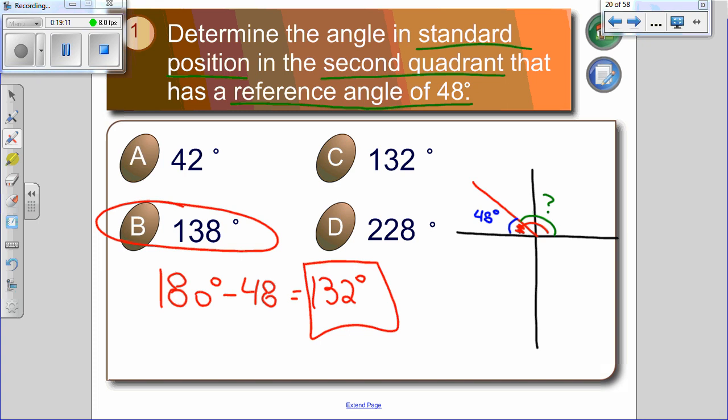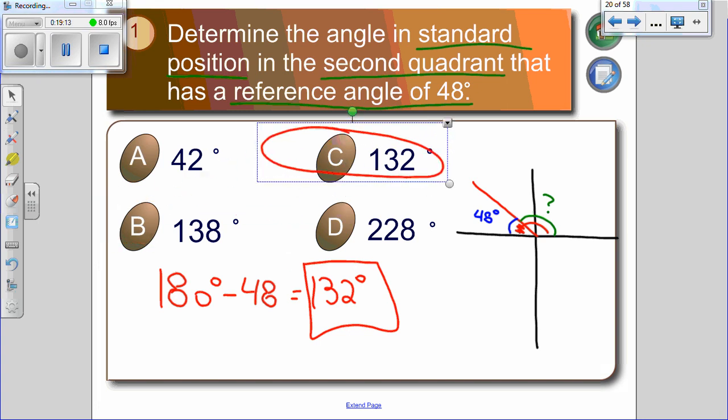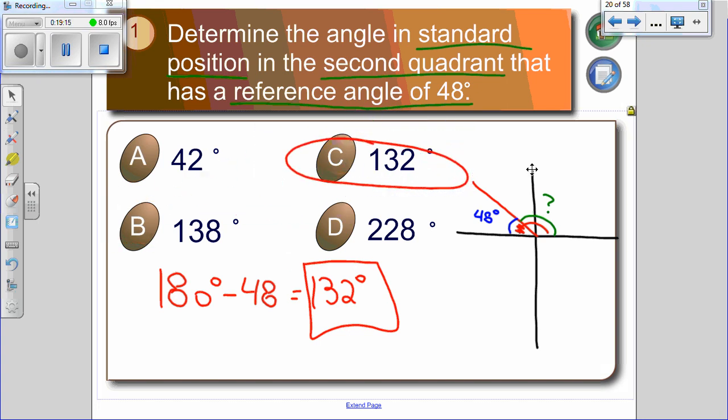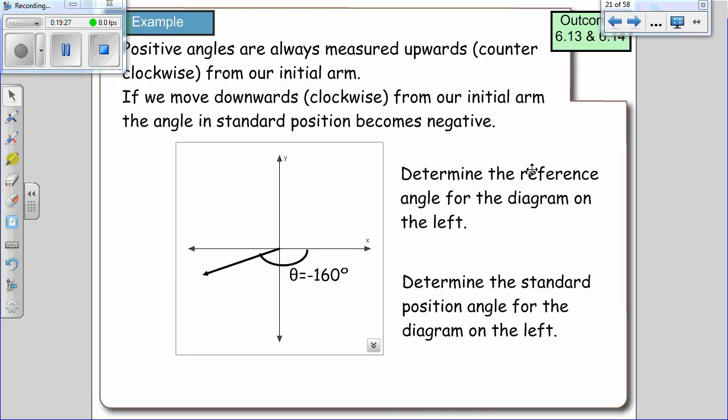The answer is C, 132. Okay, now we're going to start going backwards. So we're going to learn that standard position angles can actually also go counterclockwise, the wrong way. If you're going the wrong way when measuring a standard position angle, then you're doing negative angles.